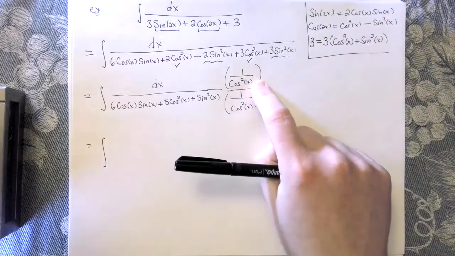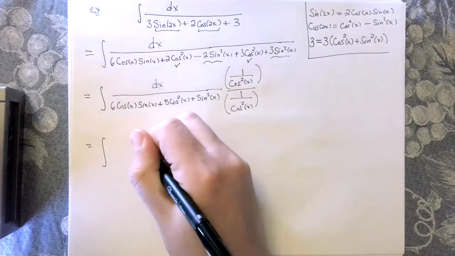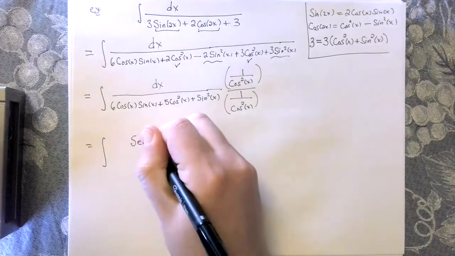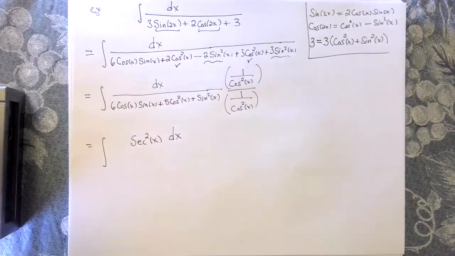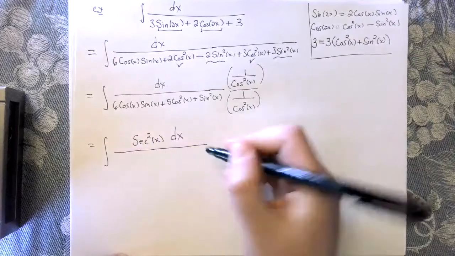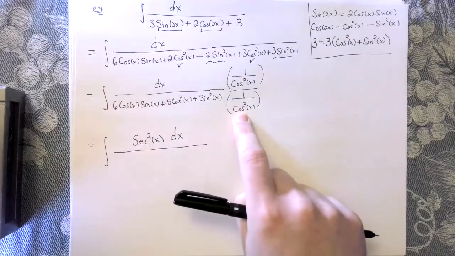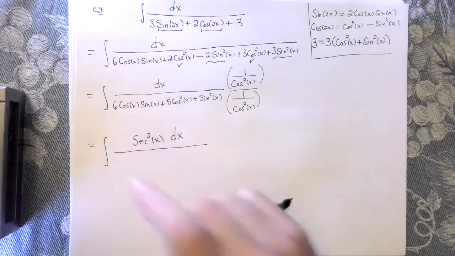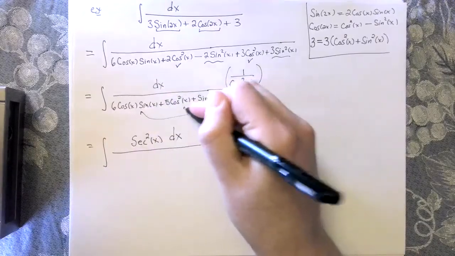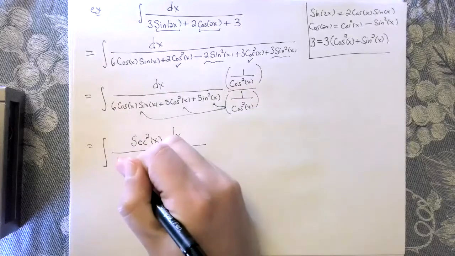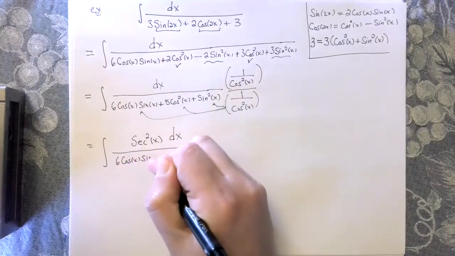Well, I know that 1 over cosine squared, that's exactly secant squared, right? So I'm going to call that secant squared of x up top. And that's dx. And then let's see what's happening downstairs. Okay, so it looks like one of these copies of cosine will cancel. In fact, just to be more detailed, let's show this. So I've got 6 cosine of x sine of x.